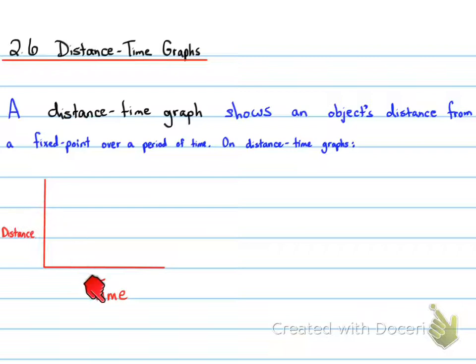Distance always depends on time, folks. So distance is your dependent variable, time is your independent variable. Distance depends on time. The dependent depends on the independent. So we have distance and time. So we have, for example, a graph that looks like this.